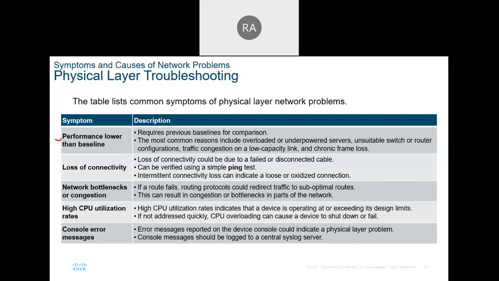The most common reasons include overloaded or underpowered users, unsuitable switch or router configuration, traffic congestion on a low capacity link, and chronic frame loss. So it's a layer one issue. Maybe the bandwidth you were using before is 2 meg and the network has increased and you need 10 meg or you need 20 meg. From there, you'll be able to decide the reason why your network is performing lower.